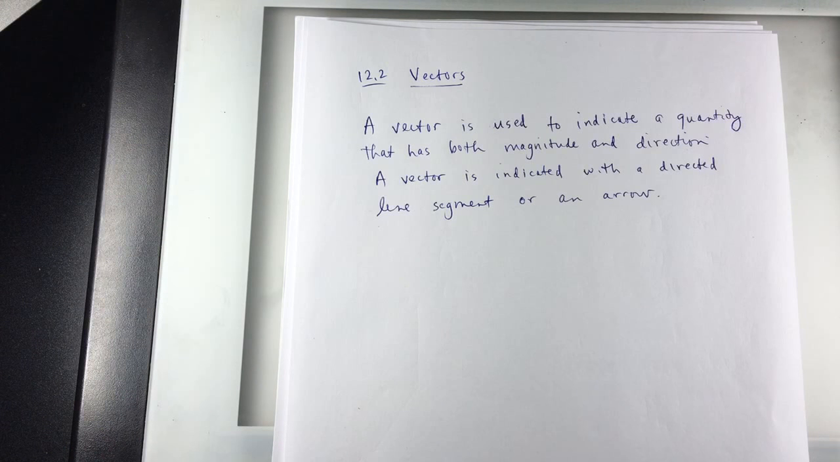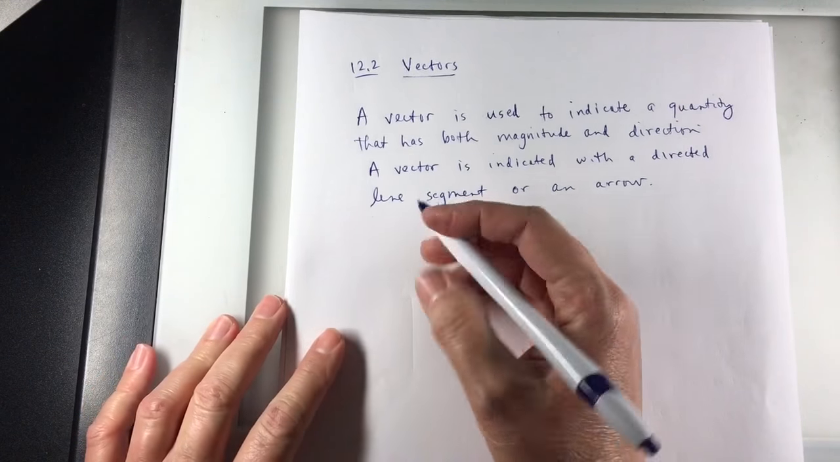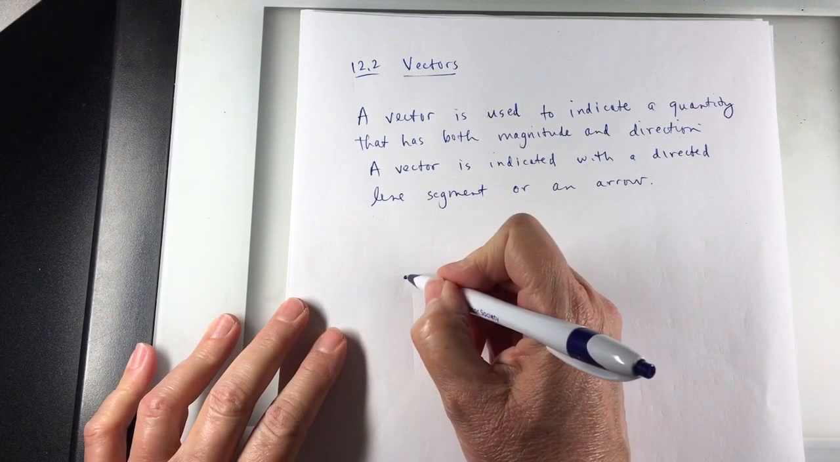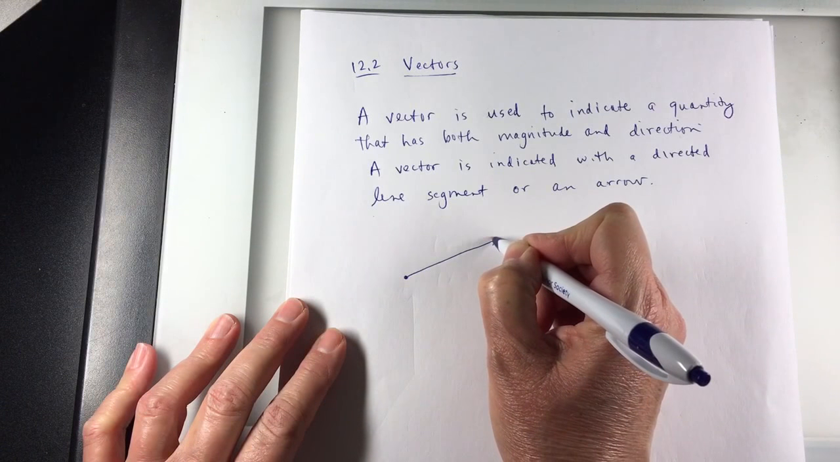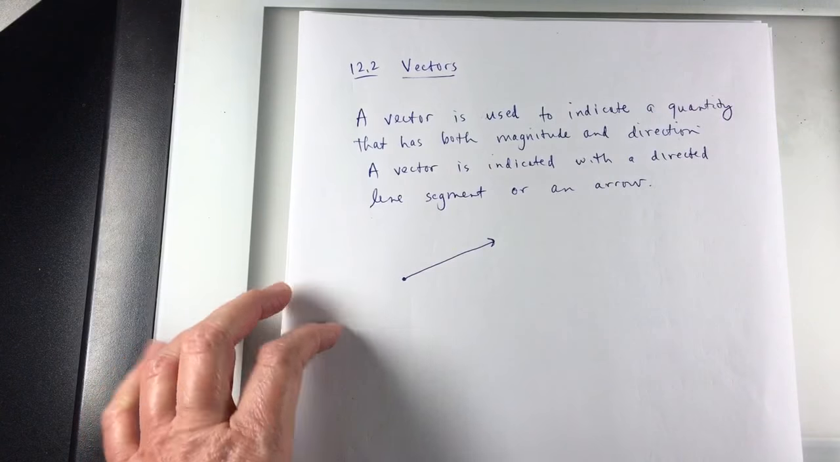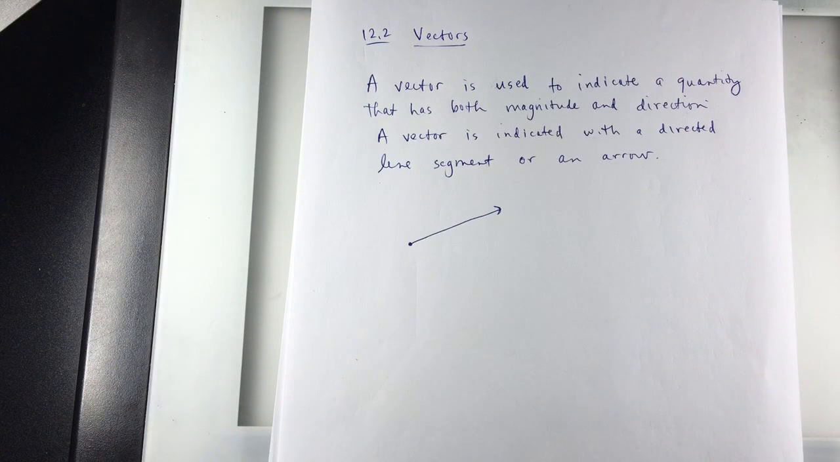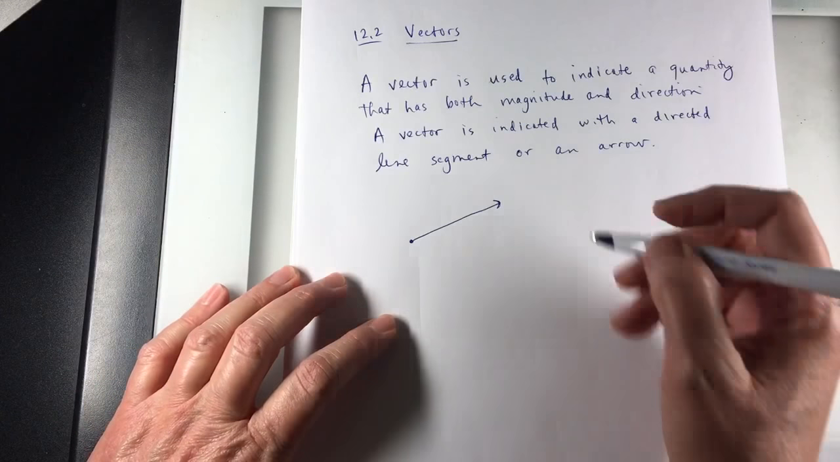So we'll draw this in the notes. I have a lot of pictures in the textbook. And here I'm just going to draw an example there. The way the arrow is pointing indicates the direction of the vector, and the length of the arrow indicates the magnitude.